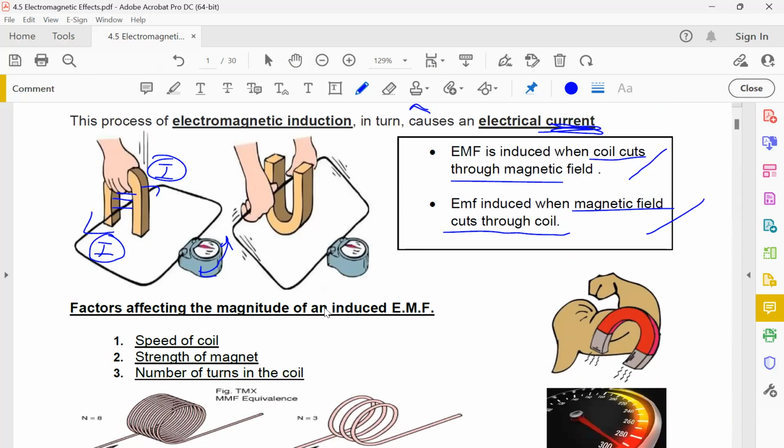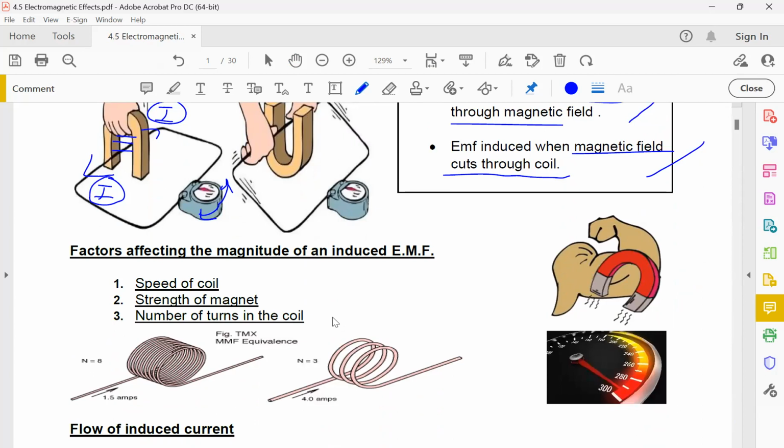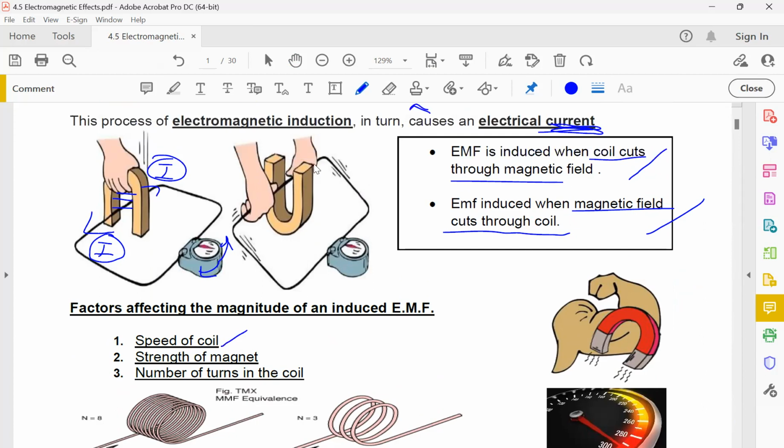In your exam, they'll also ask you how to produce a larger current, or how to produce a smaller current. There are only three factors. Number one, the speed of the coil. For example, if I swipe this coil up, down slowly, maybe it will generate 1 ampere. But if I go up, down faster, then obviously it's going to generate more, maybe 5 amperes.